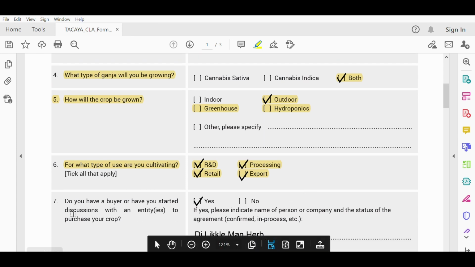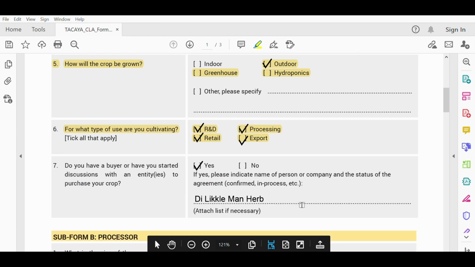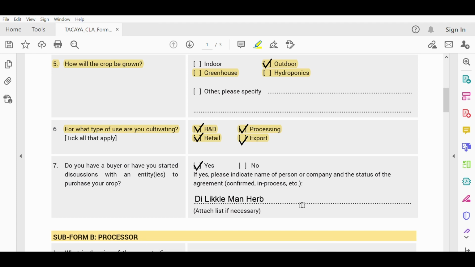Now, question 7 wants to know, do you have a buyer? Are you in conversation with persons to buy your product? Because maybe you're a good grower and you're known, and somebody says, hey, how about you start growing for me. You want to actually state who that person or company is, so that the CLA have an idea that if they issue a license to this person, the cannabis won't be sold in the unregulated market, but it will be sold in the regulated market.